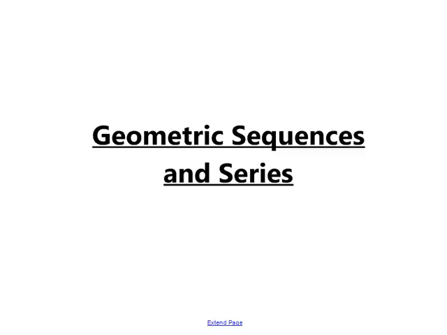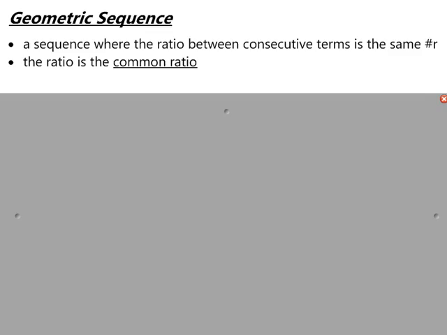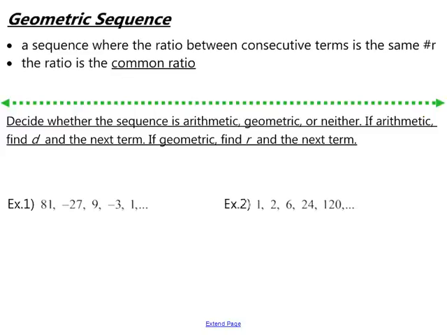Geometric sequences and series. A geometric sequence is a sequence where the ratio between consecutive terms is the same number r. We call that ratio the common ratio. In these next two examples, we want to decide whether the sequence is arithmetic, geometric, or neither. If it's arithmetic, we need to find d, the common difference, and the next term, and if it's geometric, we need to find r, the common ratio, and the next term.